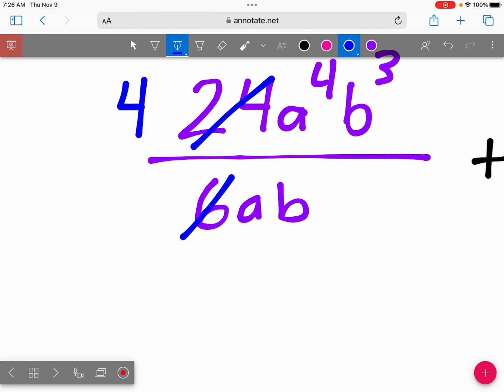What about when I have something like a to the 4th over a? I'm going to write this up on the board with 4 a's, because a to the 4th is the same thing as a times a times a times a, over a. What happens here?